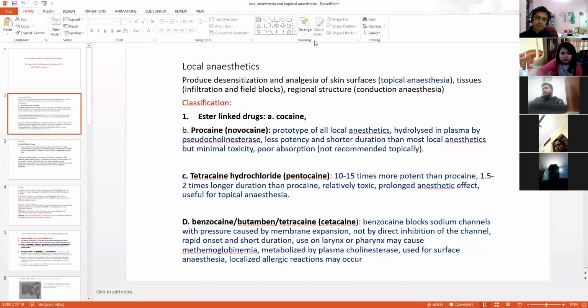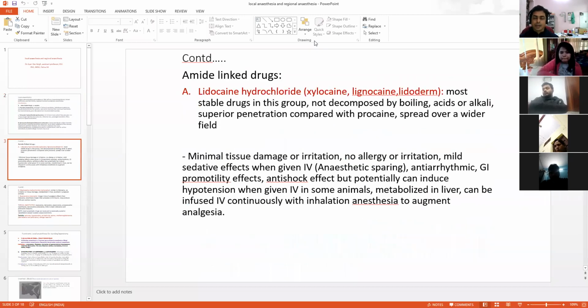Under the ester linked groups are procaine, tetracaine, and benzocaine, and under the amide linked drugs, the one most commonly used for veterinary use is lidocaine hydrochloride. These local anesthetics have minimum tissue damage or irritation. They should have no allergy or irritation. A mild sedative effect is sometimes noticed when given intravenously. That is known as the anesthetic sparing effect. One term most commonly used in anesthesia is the dose sparing effect.